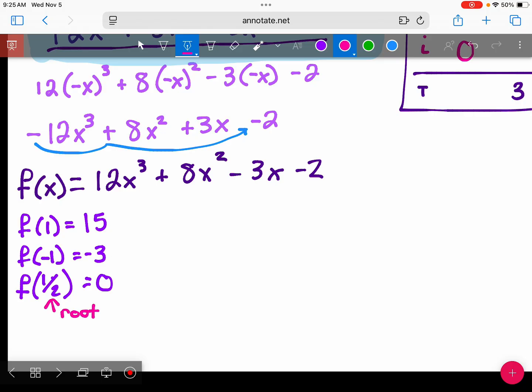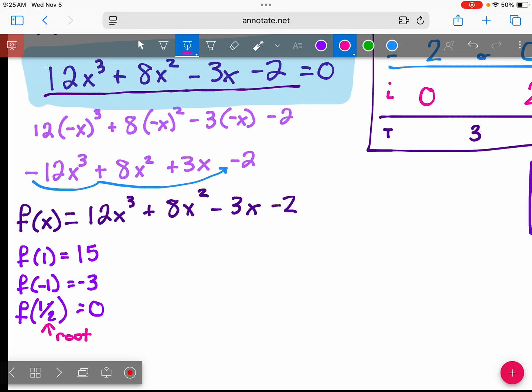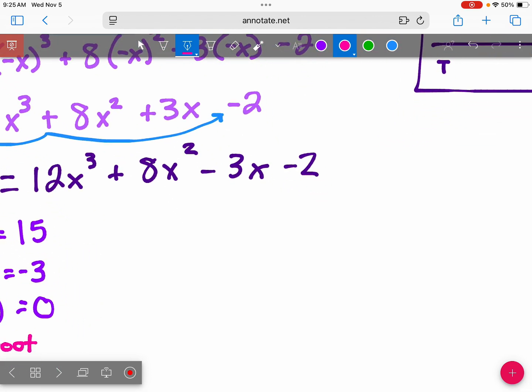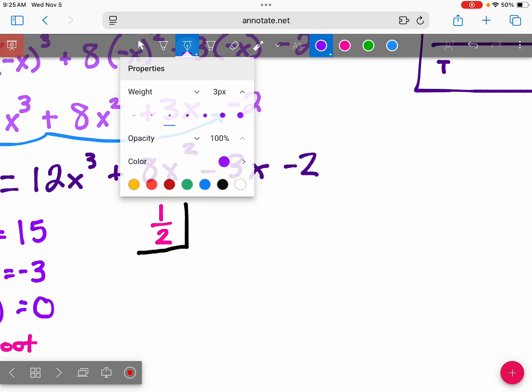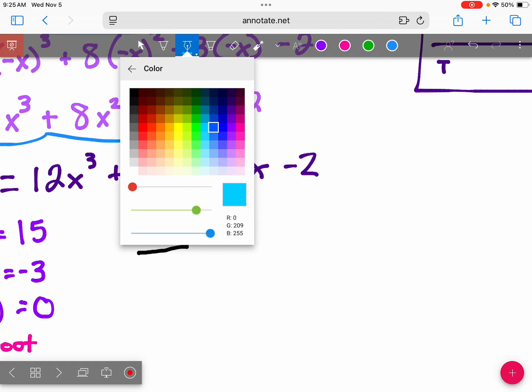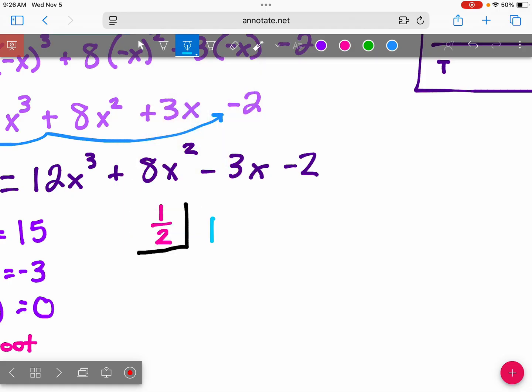Because if I can find one that works, I'm going to take my function and divide that root out. So since we know a root already, I'm going to use synthetic division, because I know I have a root at 1/2, which means I can set up my synthetic division like this, taking my coefficients: my 12x cubed, my 8x squared, minus 3x minus 2.